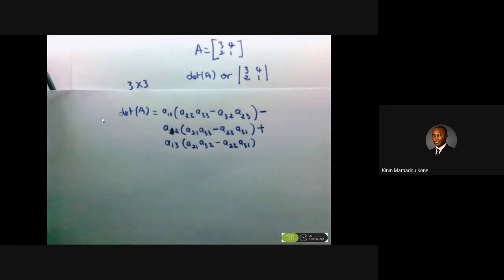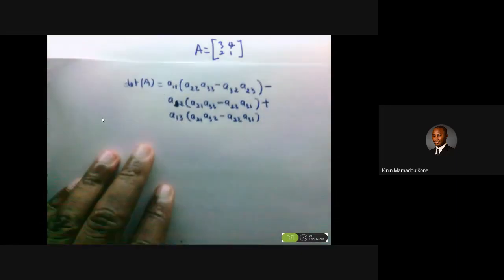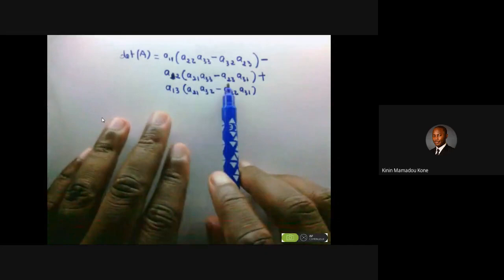Okay, so in the notes there's a typo. I will fix it later on. But the main point is that the determinant of A is obtained this way.